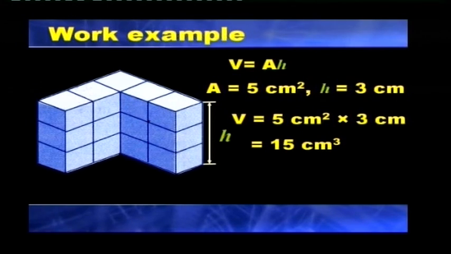So receiving students in 7Os, when you want to find the volume of a prism, use the formula: volume is equal to area of the base times height.